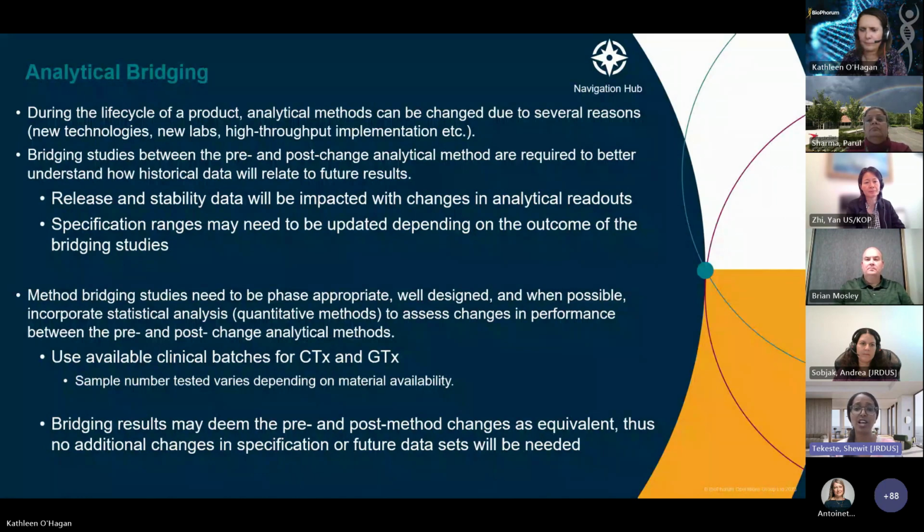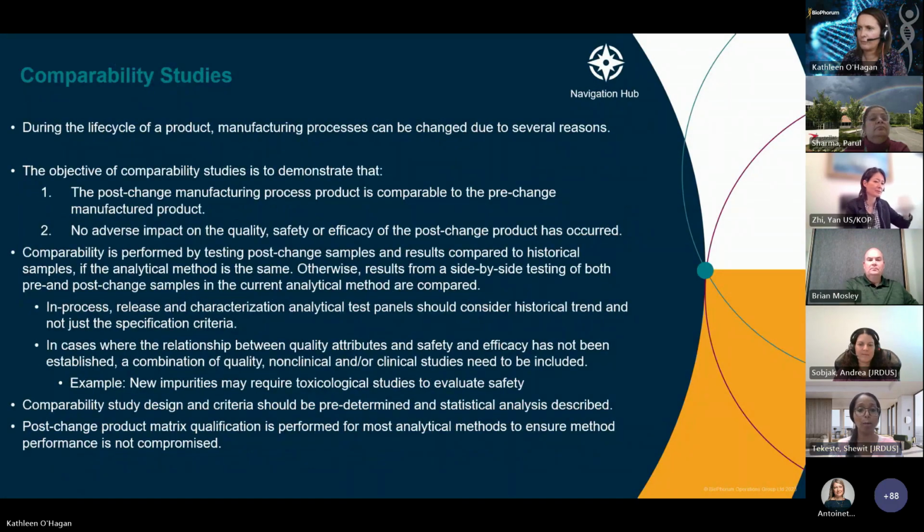One common challenge that comes up during this design phase is the limited sample availability. I'm sure some of you have come about this situation, and it's always the more the better. Depending on the outcome of the analytical bridging study, you may or may not need to change your specification. So just keep that in mind. And then in the next slide, we'll look at scenario 2.